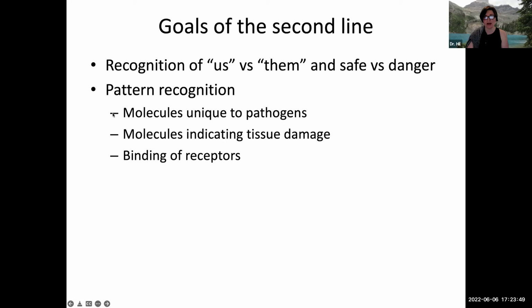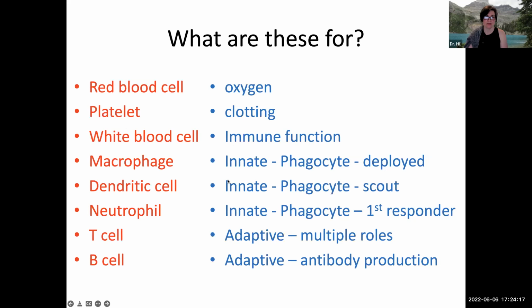So the patterns that are recognized by the second line of defense have to do with usually molecular signatures that are most of the time bacterial, though there are some other ones as well. They're molecules indicating tissue damage. So when tissue is damaged for any reason, this causes an alarm to go off and to initiate inflammation. And we're going to see some of the details here.